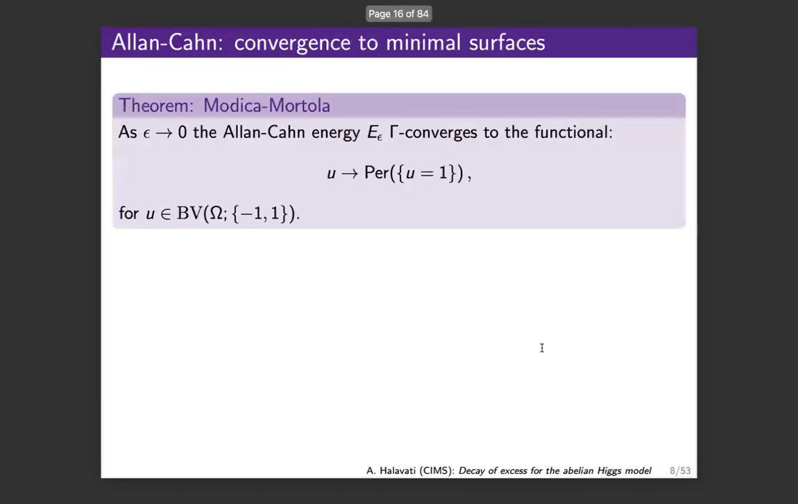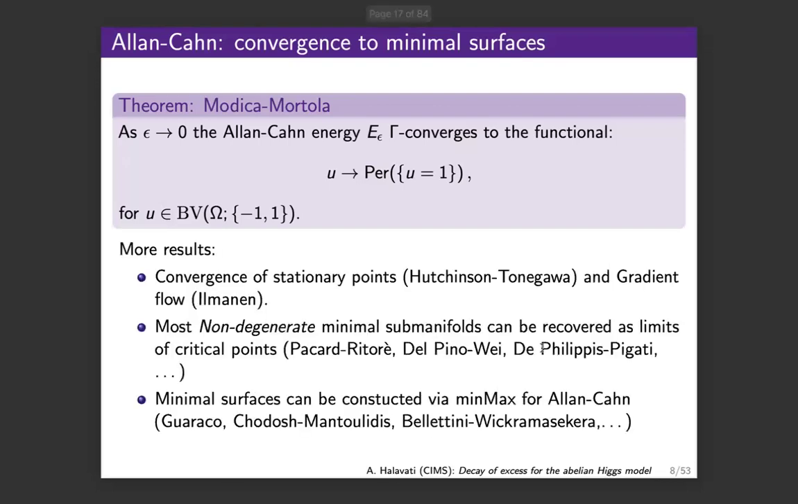And in fact, this is rigorous. So you can see that this energy, as epsilon converges to zero, Gamma-converges to the perimeter functional. What is Gamma convergence? Basically, it means that minimizers of the Allen-Cahn energy converge to minimizers of the perimeter functional, right? And in fact, you can say even more. You can say that actually stationary points of this energy converge to stationary points of the area functional, which is just mean curvature zero. Gradient flows converge to gradient flows of the area functional, which is basically mean curvature flow. And actually, most non-degenerate minimal submanifolds can be recovered as limits of this Allen-Cahn energy.